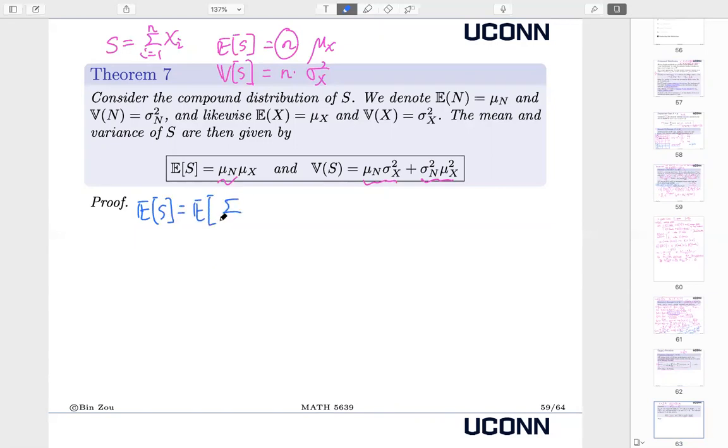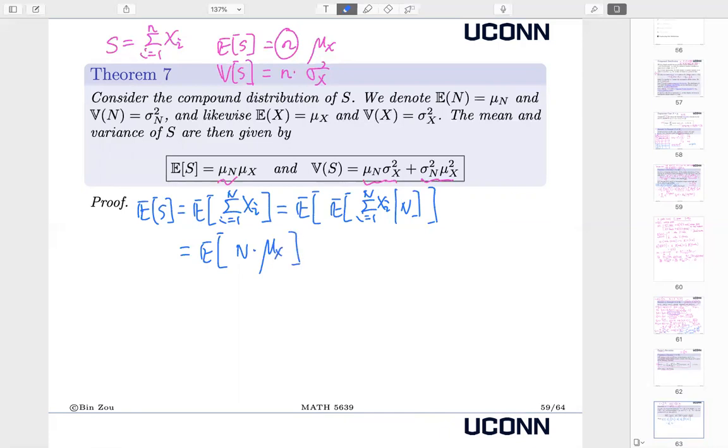So the first step is by definition. This is how S is defined. Next, I condition on big N, because that is the part causing the issue, right? So when big N is a constant, I know the inside part is, using this notation, the expectation of X times the number to be summed, right? So here we condition on N, so we treat N as a constant. Now, this is a constant, so the first result is easy.